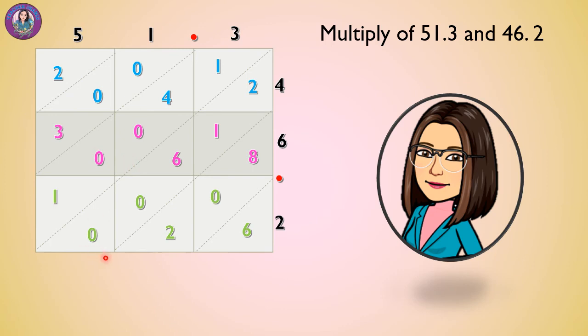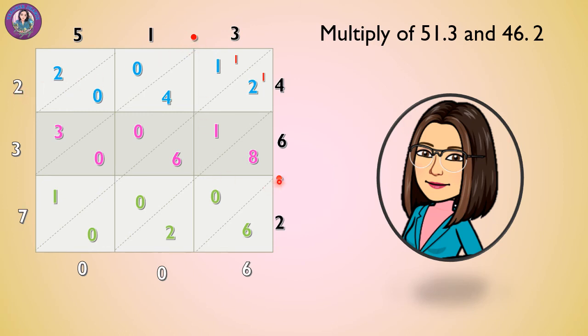So after getting the products, we will add the digits inside each diagonal. So 6, bring down 6. Next is 8 plus 2 is 10. So we have 0 here, then carry 1. Next, 1 plus 2 plus 1 plus 6 equals 10. So write 0, then carry 1. Next, 1 plus 1 plus 4 plus 1 equals 7. So write 7. Next, add 0 plus 0 plus 3 equals 3. Then bring down 2.